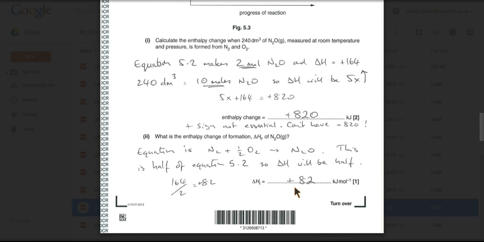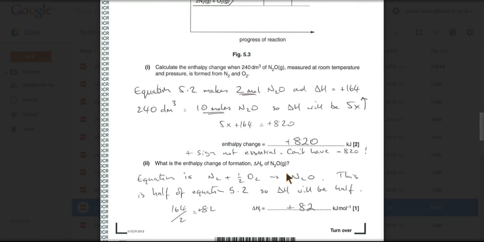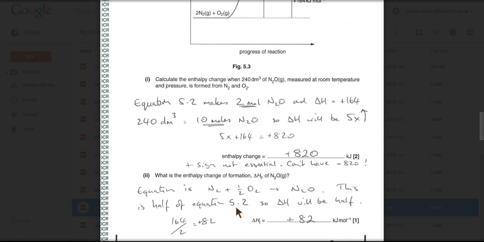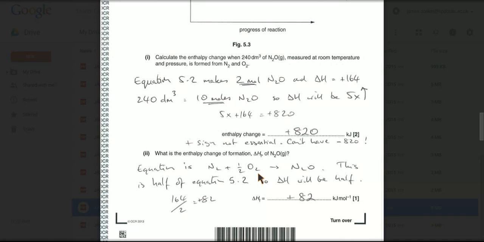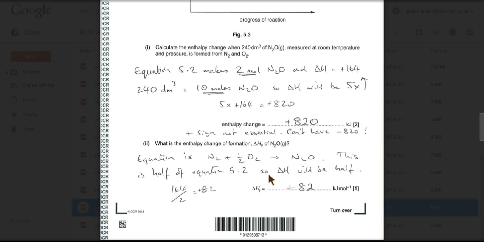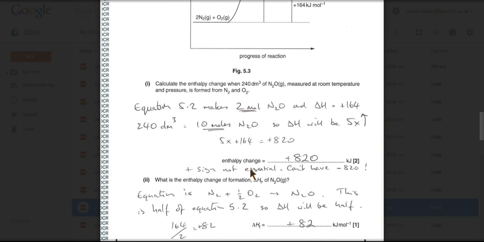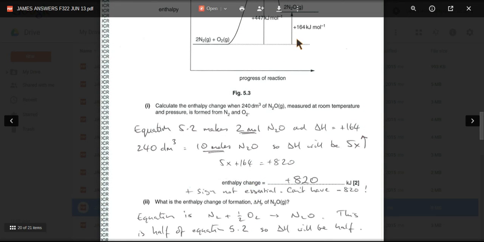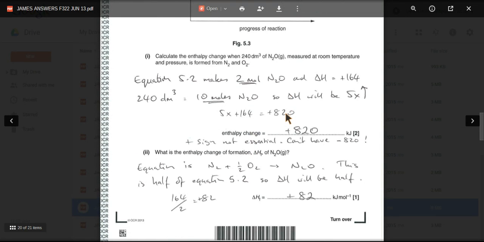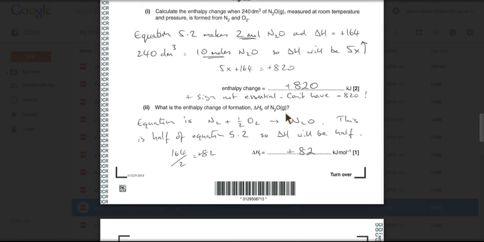What's the enthalpy change of formation for N2O? So it's testing your knowledge of the definition. Remember, enthalpy change of formation is the production of 1 mole of a substance from elements. And so there's the equation there. How does that compare with the equation in the diagram? It's half. So therefore, the answer would be half of 164. So it's plus 82.